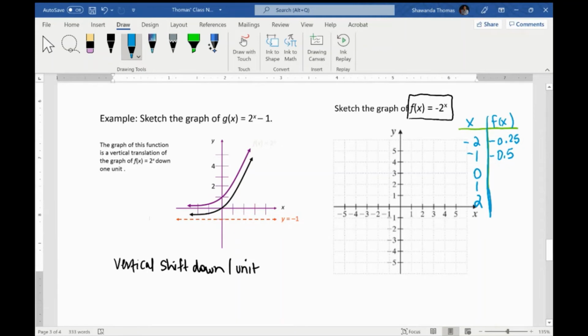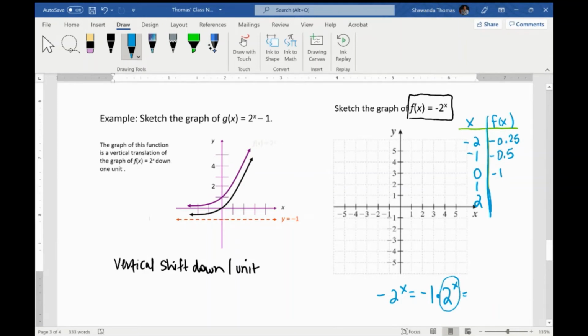Is it 1 or -1? It's -1, because -2 to the x is the same thing as -1 times 2 to the x. If we plug in a 0, we will get 1 for this part, but when you multiply it times -1, you get -1.